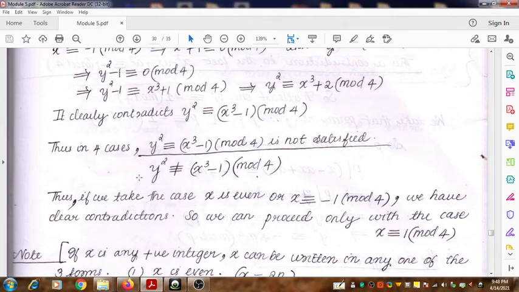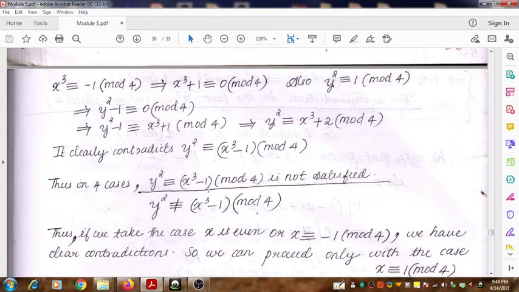Okay, that means y square is not congruent to x cube minus 1 mod 4. It's because we have discussed all the possible situations based on the values of x and y, so there is no way to go further to show that y square is congruent to x cube minus 1 mod 4. And therefore we now conclude that y square is not congruent to x cube minus 1 mod 4.